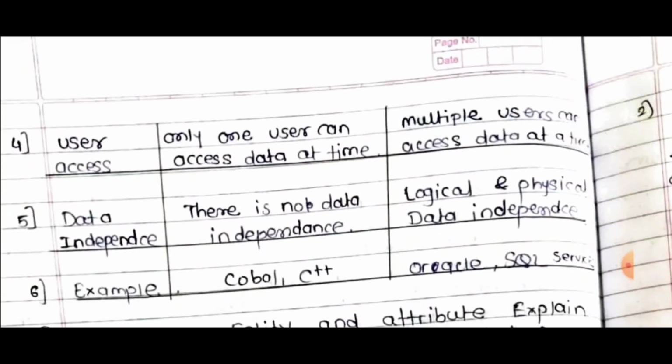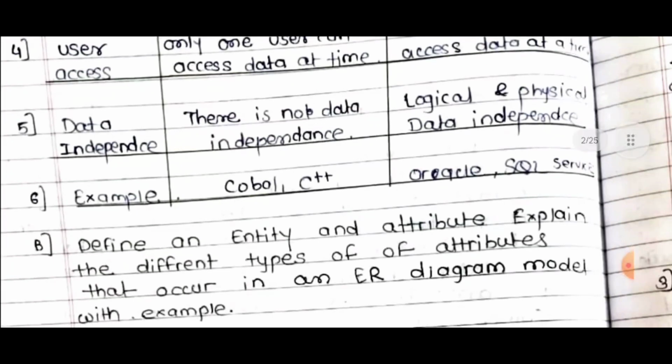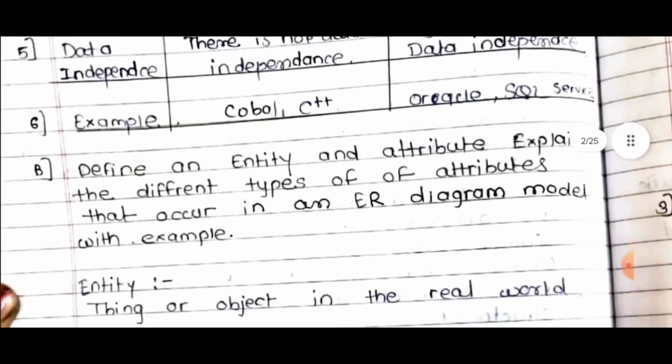User access. Only one user can access data at a time in a file system. Multiple users can access data at the same time in DBMS. Data independence. There is no data independence in a file system. Logical and physical data independence is there in DBMS. Example: C++ for file systems, and in DBMS, Oracle and SQL Server.